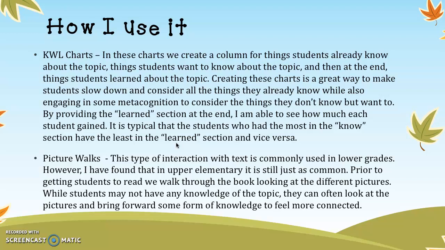And then at the end, we refer back to this chart and we fill in our learned column. It is common to see students who have a whole lot of information in the know column don't have as much in the learn column because they already knew a lot of the information. Whereas students who have less information in the know column will learn a lot more, so their learn column is a lot larger. And I've done this in 2 ways. One, as a whole class up on the smartboard, and then as individuals where everyone has one that they create in their own reading notebook that they can refer back to.